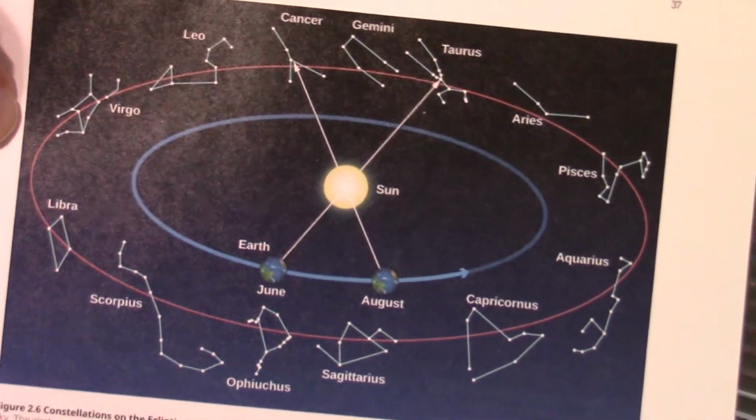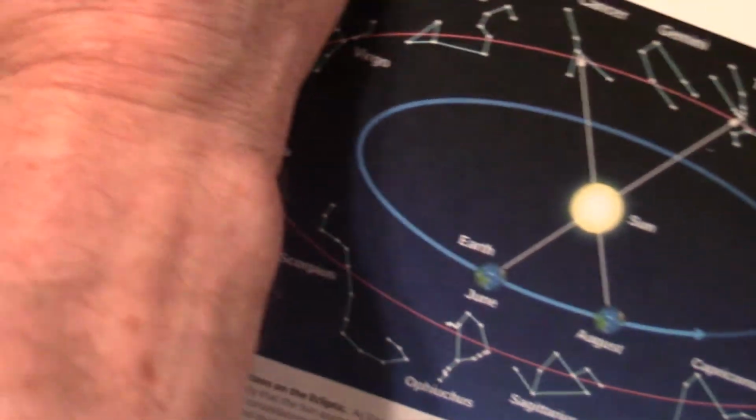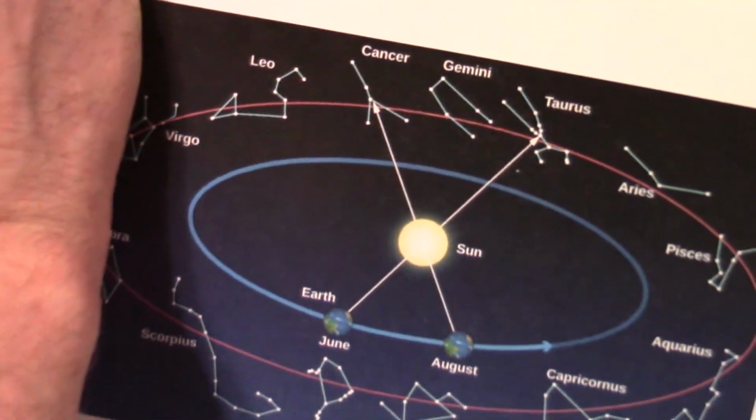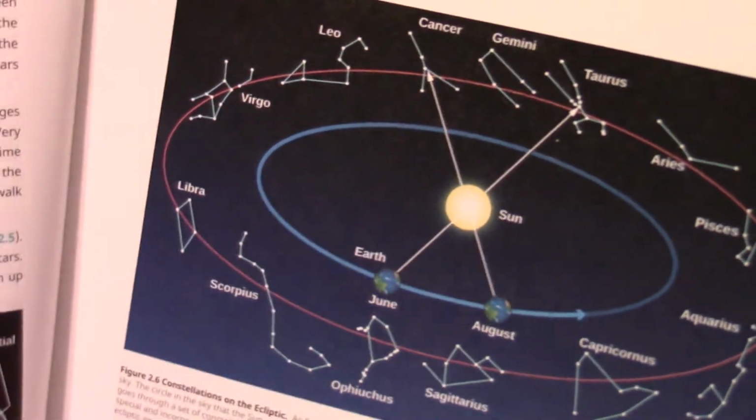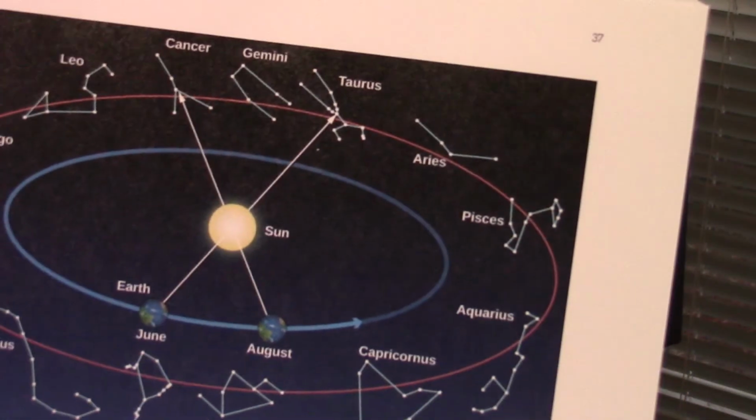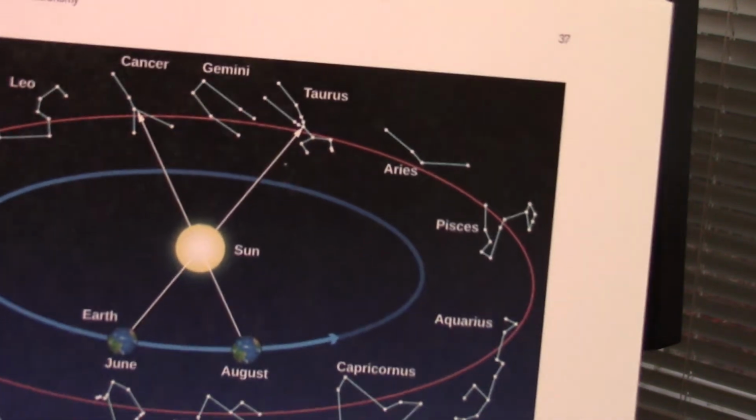Okay, so I told you about the ecliptic. The ecliptic is there because the Earth is tilted and it's different from the equator. If the Earth wasn't tilted, then we wouldn't have an ecliptic, it would just be an equator. But the Earth is tilted.